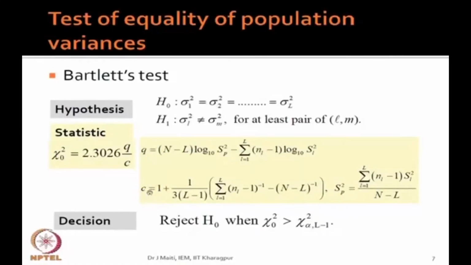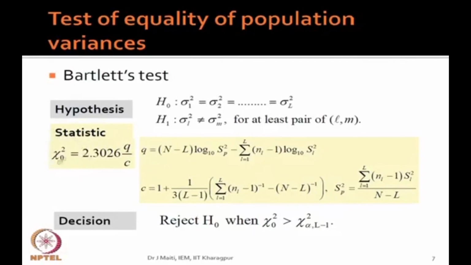Then you have to compute C. C is 1 plus 1 by 3(L minus 1) times the sum over L equal to 1 to L of (NL minus 1) inverse, minus (N minus L) inverse. This is your C value. So, please go through this C. C is another quantity, which basically depends on the L and N values, and this C will be used as the divisor.